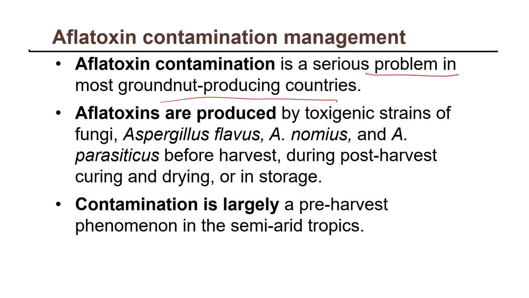Aflatoxins are actually organic chemicals or poisons that are produced by toxigenic strains of fungi like Aspergillus flavus, Aspergillus nomius and Aspergillus parasiticus before harvest. So, they can come before harvest and even after harvest to the seed or to the pods, during post-harvest curing and drying or in storage. So, after fruit development or development of pod, this kind of fungus infection can occur at any stage, before harvest or after harvest or in the storage.